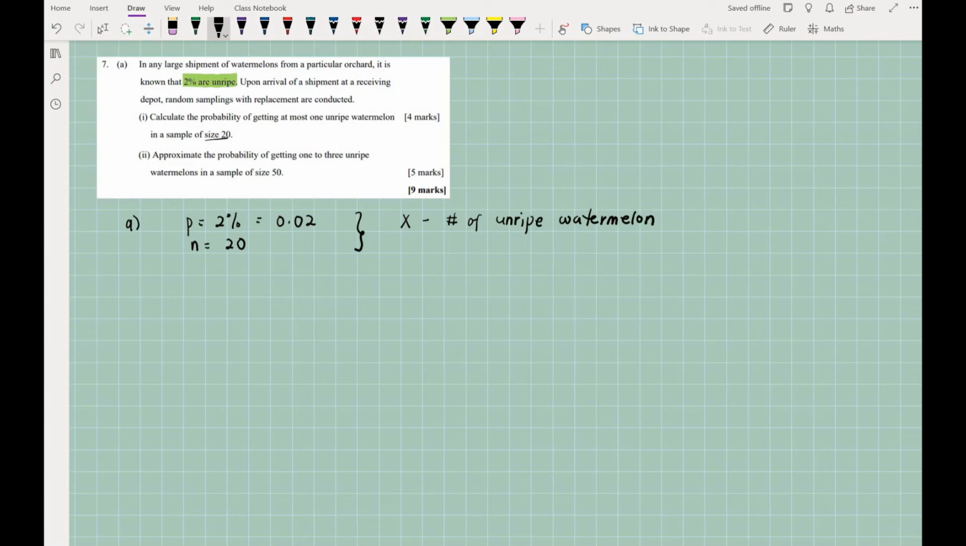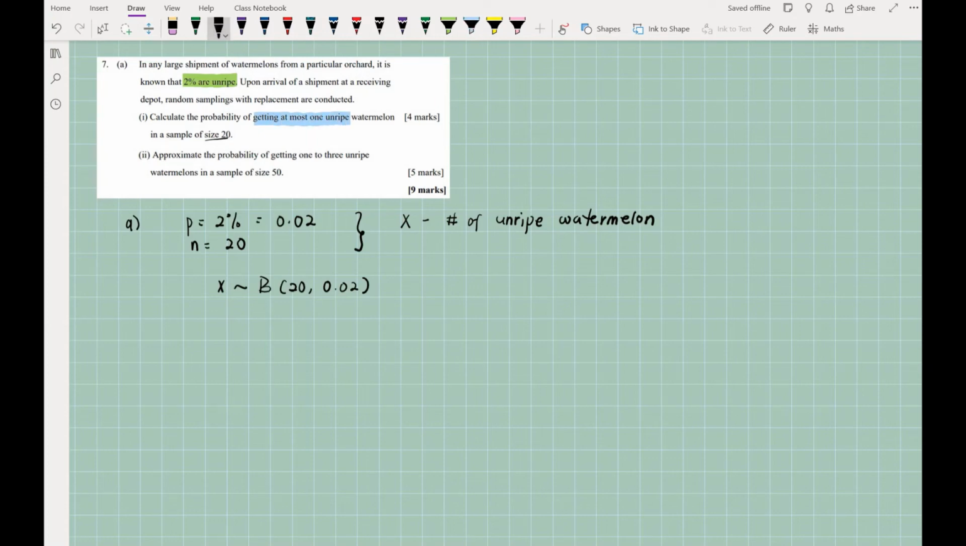And daripada sini, apa yang saya boleh buat adalah I can say that X follows a binomial distribution with N is equal to 20 and P adalah 0.02. So dari sini, now let's take a look at the question. Find the probability of getting at most 1 unripe watermelon.